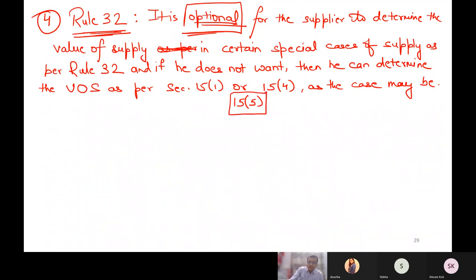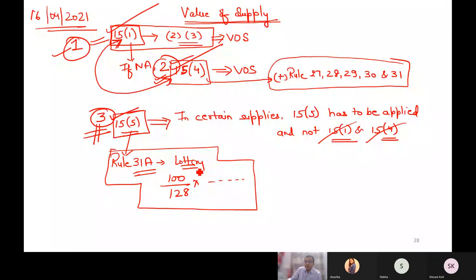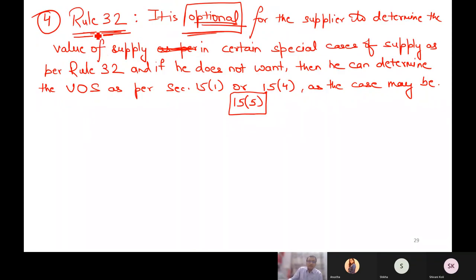Because under 15.5, I have discussed with you only one supply, which is lottery, and when I will be discussing rule 32, lottery is not covered here. That is why if lottery is not at all covered here, that means for lottery you cannot apply rule 32. So why should I write 15.5 here? So I will tell you now those supplies which are covered under rule 32.